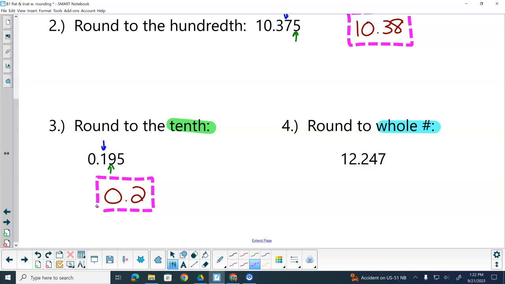Round to the whole number. The whole number is the one to the left of the decimal point. Still look at the number immediately to the right of that. Is that a stay the same, or a round up? That's a stay the same, so this one would round to just 12. Good to go?